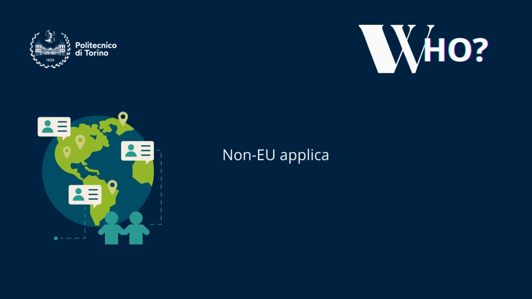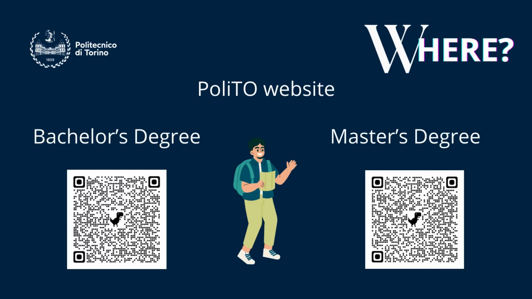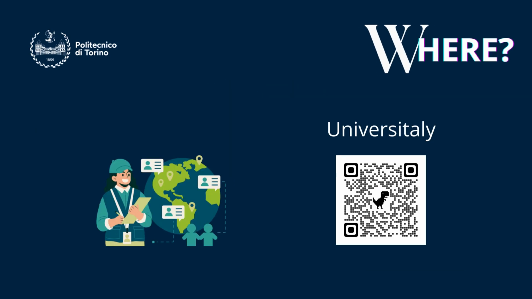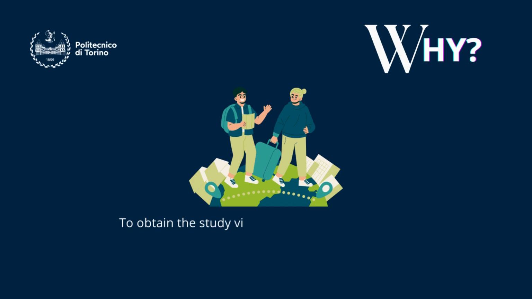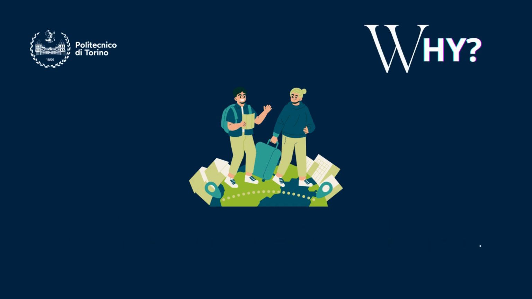The pre-enrollment procedure applies to non-European applicants who need a study visa for enrollment in an Italian university. Info can be found on the PoliTo website and on the University portal. Pre-enrollment is mandatory to obtain the study visa at the embassy or consulate in your country of residence.